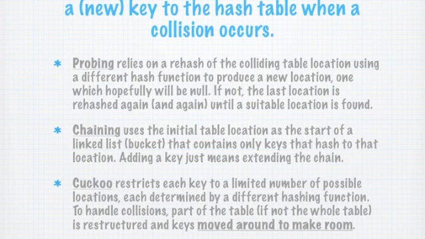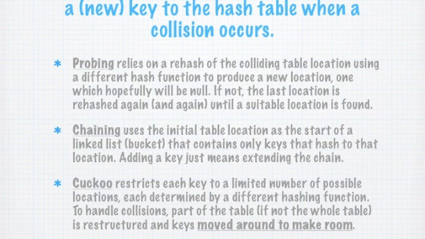In our text and in our class, we learned about probing and chaining. Probing is when you have a collision, you rehash the index and try a new location. What you're effectively doing is walking through the whole hash table, recalculating and rehashing till you find a null location to put your key.